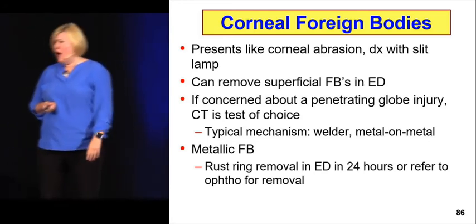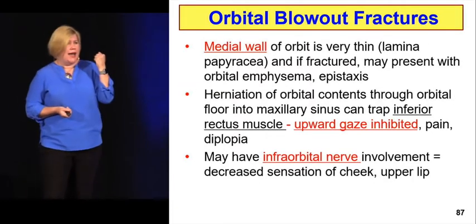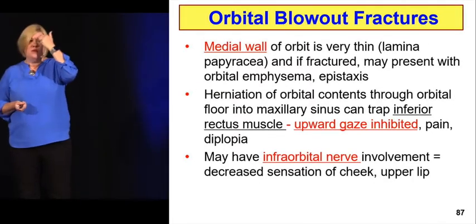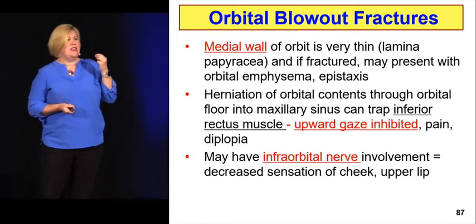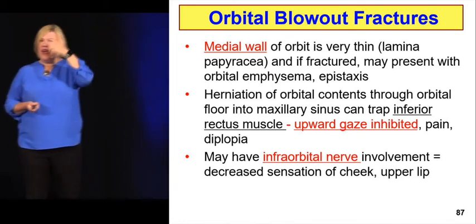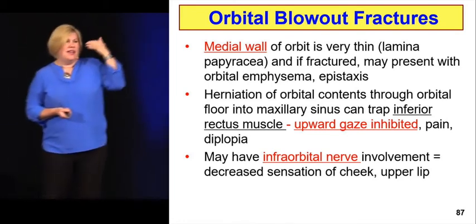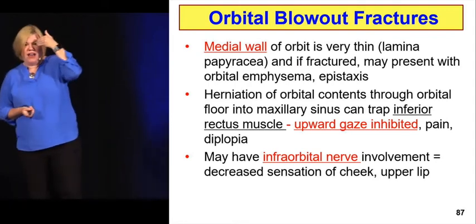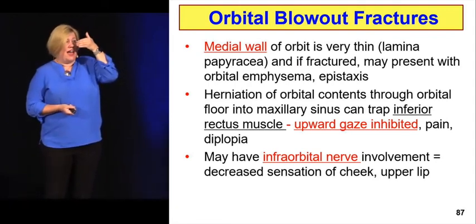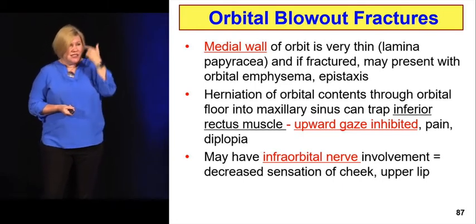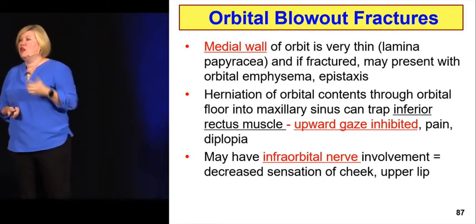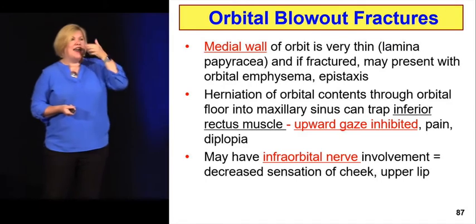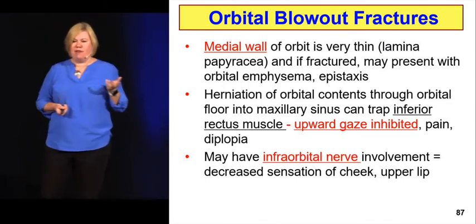Let's talk a little about blowout fractures. So the blunt trauma to the eye, we've got these orbital walls. Remember that there's a couple really thin areas of the orbital ring that we have to worry about. One is that medial wall of the orbit, very thin. That's where we get the lamina papyracea fractures. And if you fracture that, you actually could get some epistaxis from that fracture, even in the absence of nose trauma. So think about that as a clinical sign of a lamina papyracea fracture.